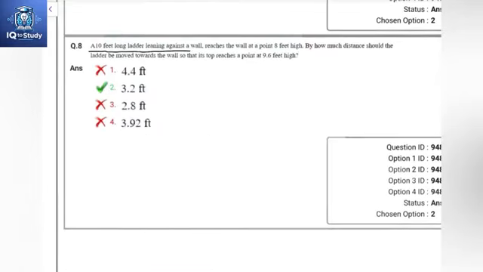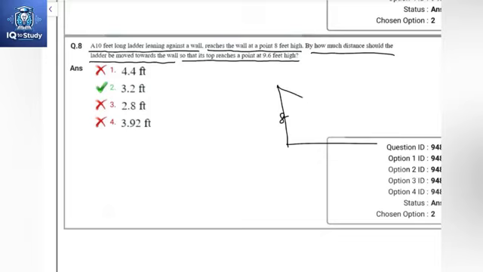A 10 feet long ladder leaning against a wall reaches the wall at a point 8 feet high. By how much distance should the ladder be moved towards the wall so that its top reaches a point at 9.6 feet high? Let's draw a diagram using the given specifications. Given the height of a ladder is 8 feet high, and it is leaning against a wall at 10 feet. Now we have to find the distance at which it reaches a point of 9.6 feet high.